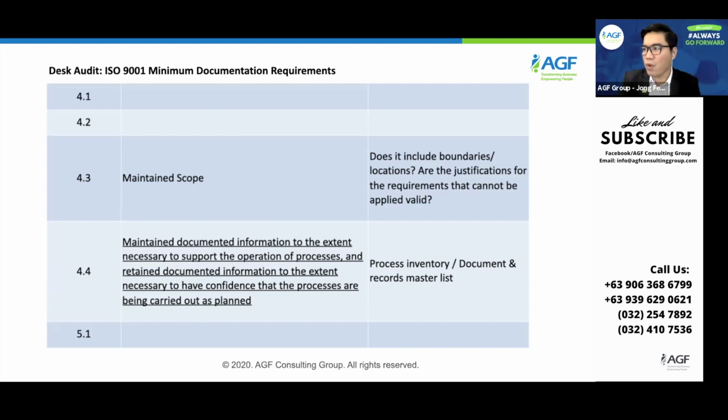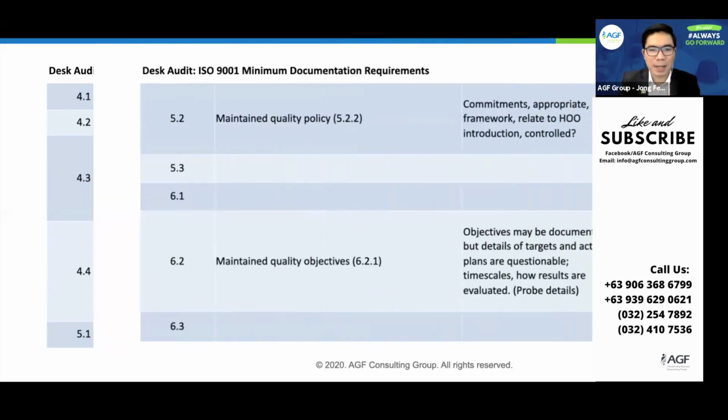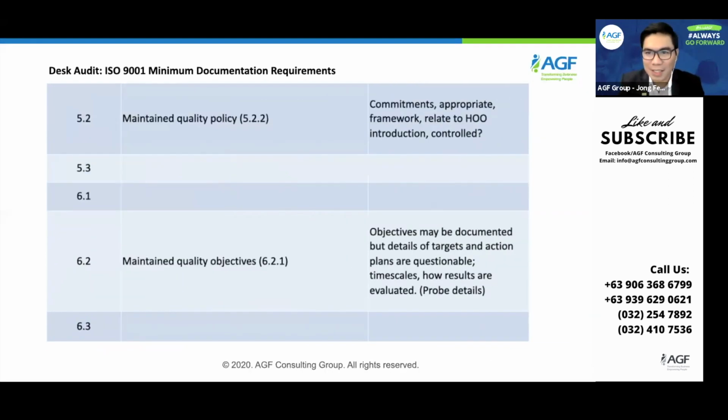Okay, let me move on. I just plan to go up to clause 6 in the interest of time. So now 5.2, maintained policy. Okay, maintained policy should be documented. All right, so let's make that clear once and for all, because there are a lot of questions that do we really need to document the policy? The answer is yes. So 5.2 should be documented. So that means it's a must-have document. All right, so no going around it.